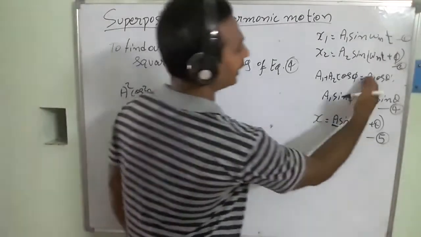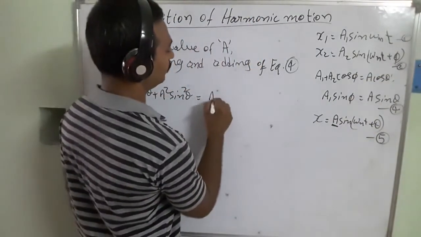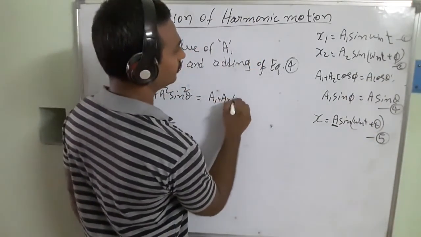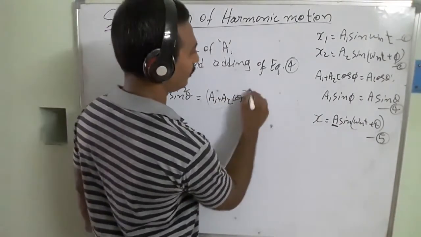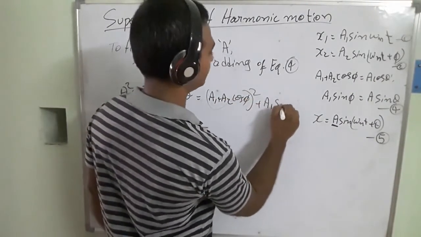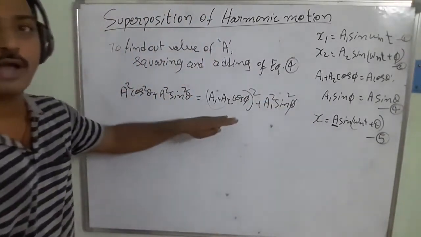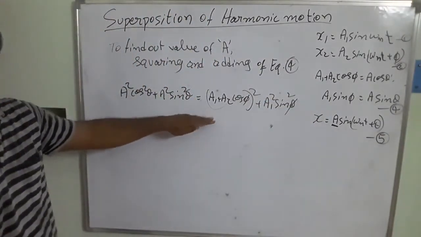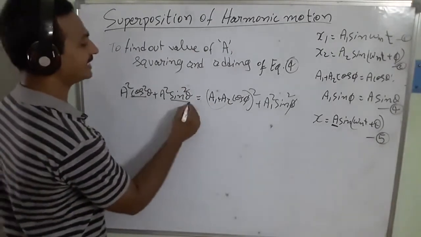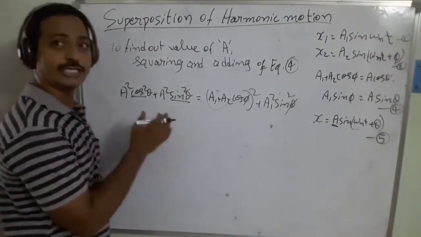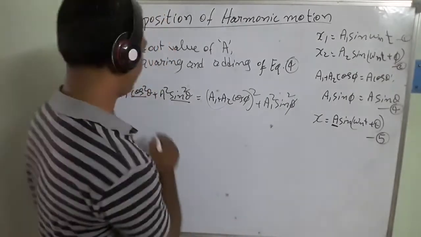So I have taken the right side of that equation, that is equal to (a1 plus a2 cos φ) the whole square plus (a2 sin φ) the whole square. Once I simplify this equation, I am going to get cos square theta and sin square theta. A is going to be common, and cos square theta plus sin square theta is equal to 1, that I am going to write.